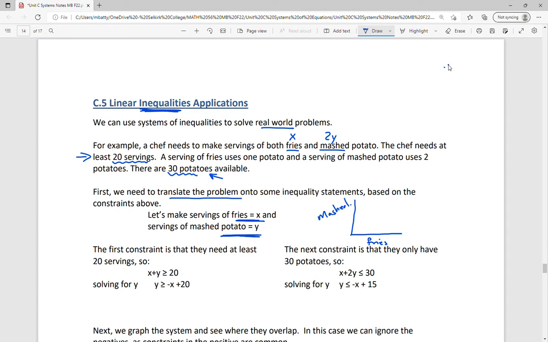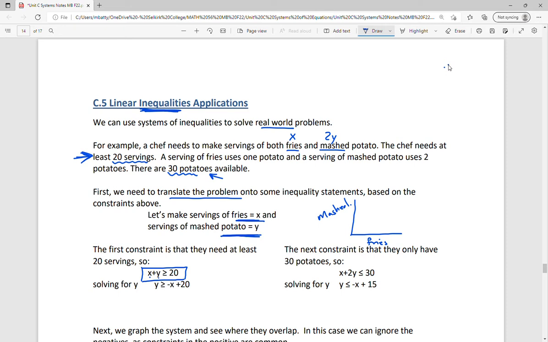So the first constraint is that we need at least 20 servings. So the servings of fries and the servings of mashed potatoes have to be greater than or equal to 20, right? This is the translation of that reality. So we've got to take a minute to digest that. I think that's the trickiest part of these. So number of fry servings plus number of mashed potato servings has to be greater than or equal to 20. Right? That's meeting the minimum order.